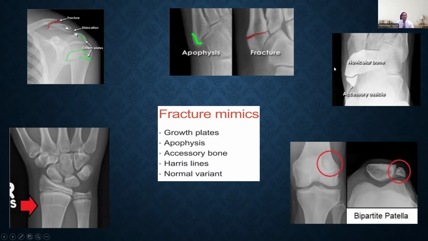Then sometimes there is an accessory bone in the patella. Sometimes there is a bipartite patella, and sometimes because of low vitamin D3 or osteoporosis, there could be these stress lines called Harris lines. Again, these are not fractures, but a deficiency, a metabolic problem. So if you know about these, then you can counsel your patient and then treat them accordingly.